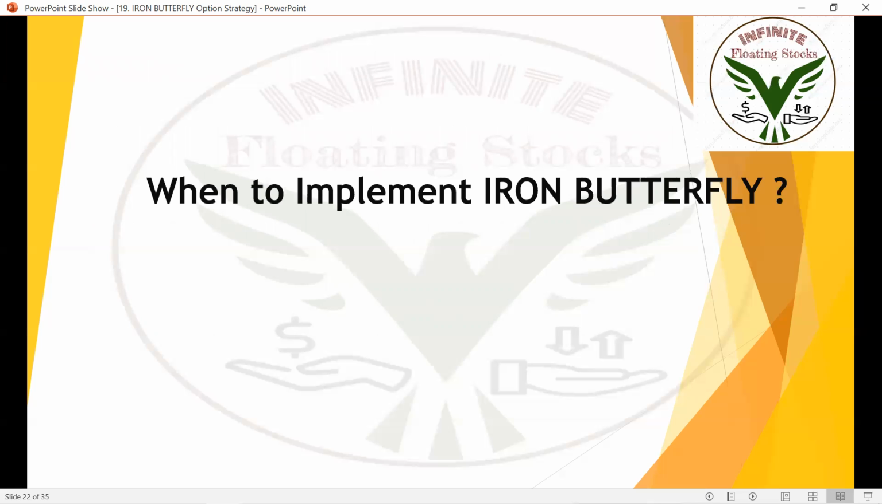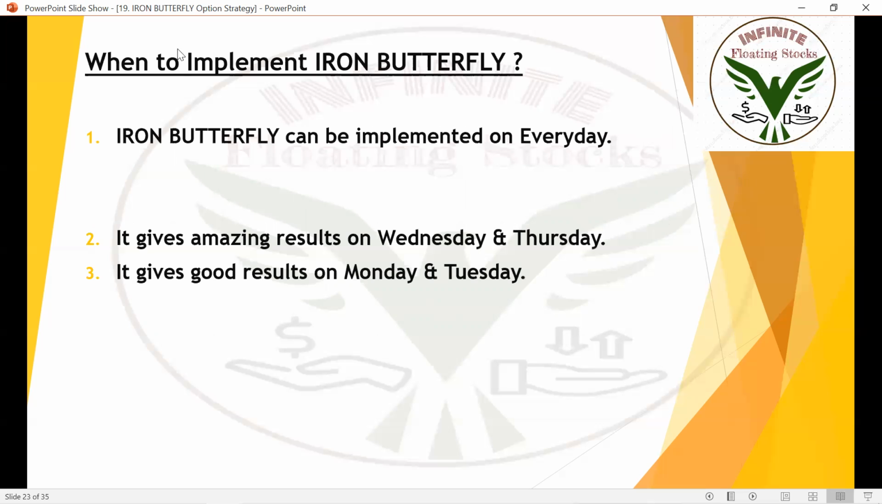And when to implement Iron Butterfly? Simple. The rules are similar to short straddle. Iron Butterfly can be implemented on every day. It gives amazing results on Wednesday and Thursday, and good results on Monday and Tuesday. Backtest it on every day and just gain experience, and you'll be seeing good results.